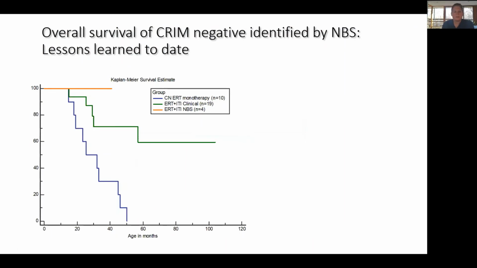Here we can see that the overall survival of CRIM negative patients by newborn screening really has increased with the addition of ITI. The orange line here on the Kaplan-Meier survival curve shows that all patients who were diagnosed with Pompe disease who were CRIM negative, who received ITI with ERT, were still alive at this point of about 50 months. Whereas children who were diagnosed clinically, being the green line with some decrease in survival, and then children who were diagnosed clinically without ITI were all deceased by about 50 months.